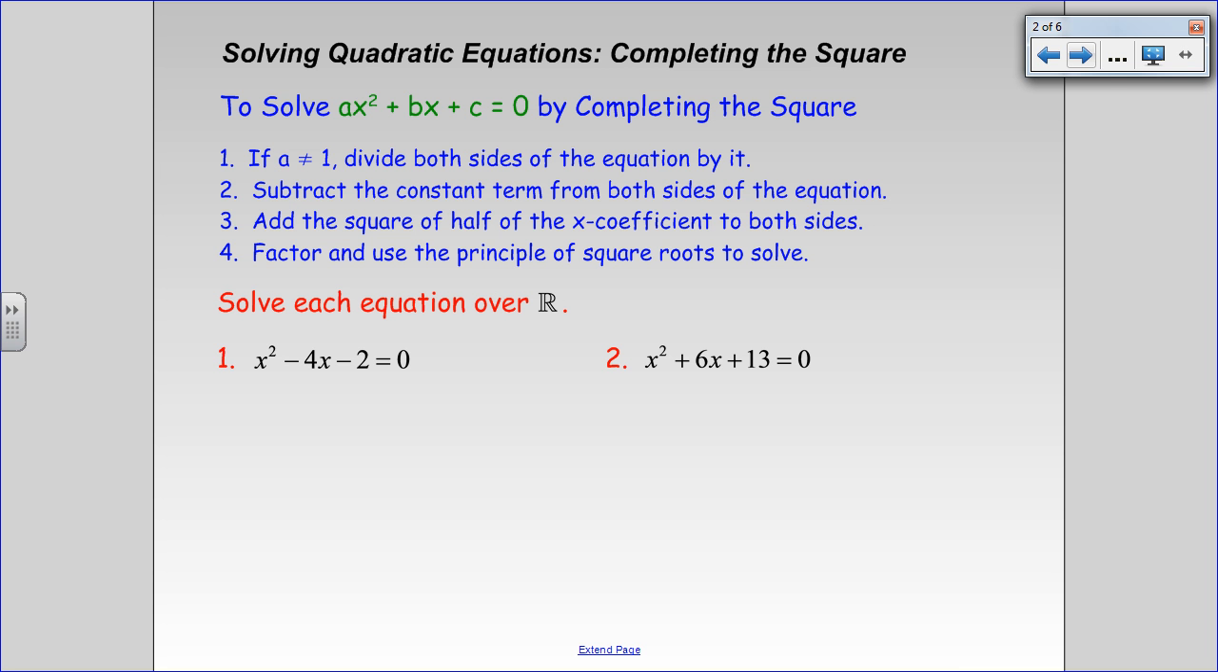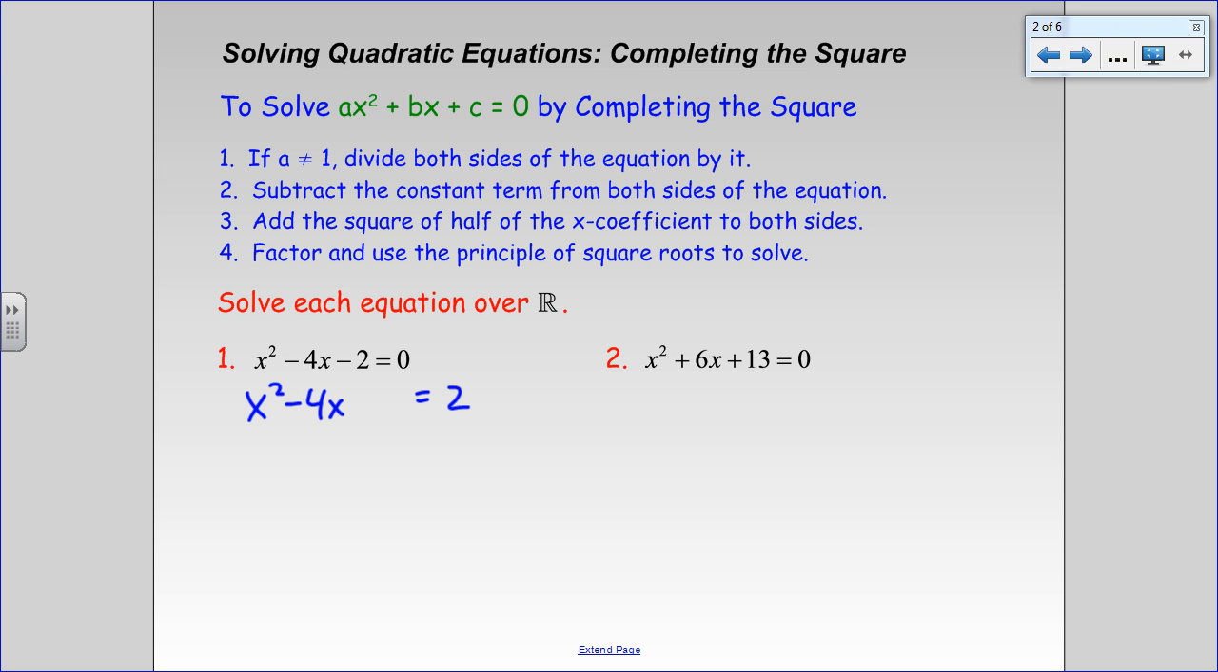Problem number 1, we have the quadratic equation x squared minus 4x minus 2 equals 0. In this case, our coefficient of x squared is 1, so we can skip that first step and move right on to eliminating the constant term from the left-hand side. We'll do that by adding 2 to both sides of the equation. So we have x squared minus 4x equals 2.